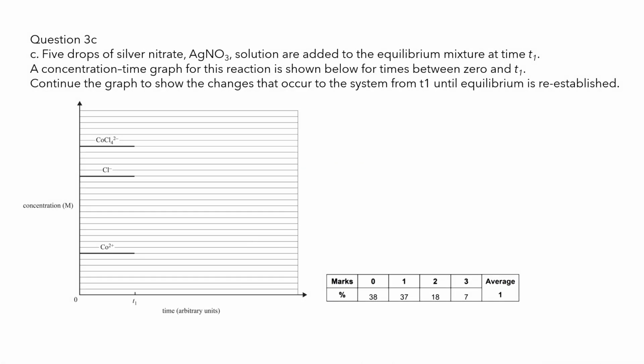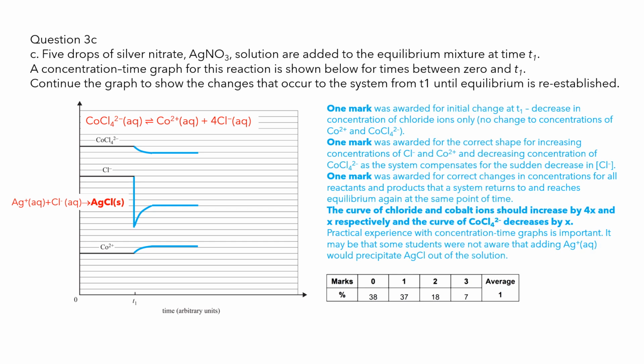5 drops of silver nitrate solution are added to the equilibrium mixture at time T1. Silver ions precipitate chloride ions as silver chloride, so the concentration of chloride ions decreases first. Then, the cobalt tetrachloride ions dissociate into the cobalt ion and chloride ions to compensate partially for this decrease. So, the concentration of cobalt tetrachloride ions will decrease and cobalt ions increase. The changes in cobalt tetrachloride ions or chloride ions are just 1/4 of the changes in chloride ions.